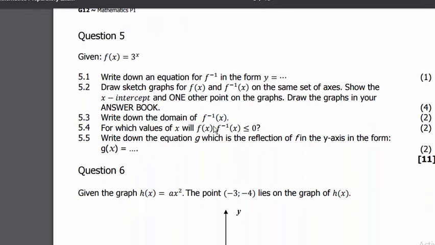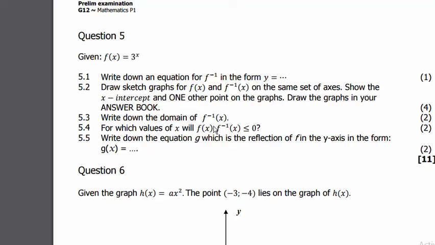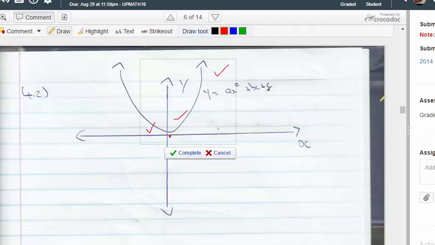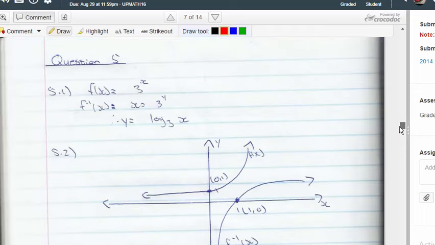Question 5 is still a graph question, so I'm going to continue in this video. So here, write down the equation of the inverse. So I'm hoping he gets that right. Question 5, yes, there's the inverse perfectly. This is a knowledge question, level 1. You just should be able to know that the inverse of 3 to the power of x is log base 3 of x.